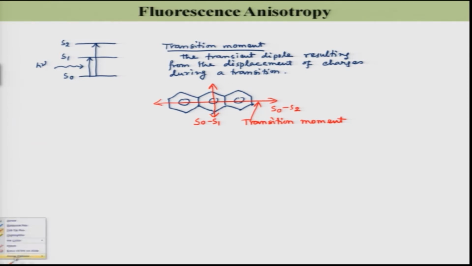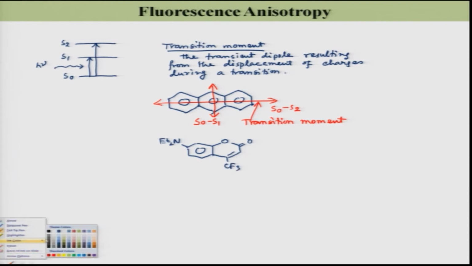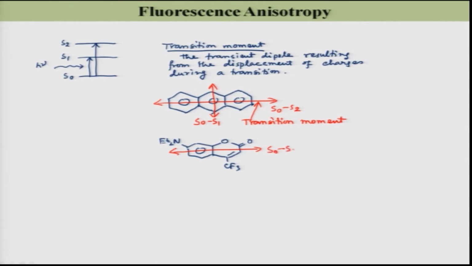I take a different molecule and this will be different. Let us say I take a coumarin dye. In this case, the directions of the transition moments are different. The S0 to S1 is over like this way. This is the S0 to S1 transition moment. For S0 to S2, it is like this way. This is the S0 to S2 transition moment. So, depending on the molecule, the direction is different.